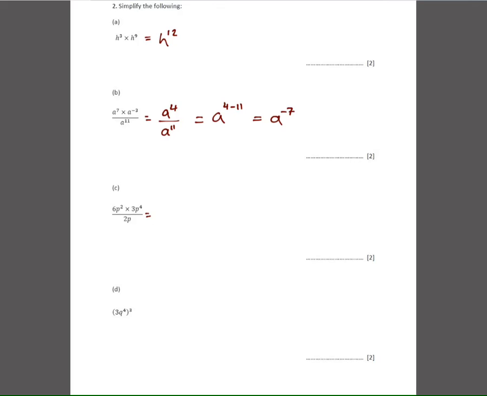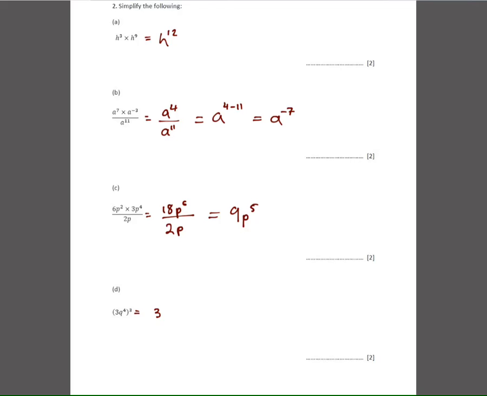Part C here, we're going to look at the numerator again. 6 times 3 is 18. And then p squared times p to the 4, where you add the indices to get p to the 6, and then divide by 2p. When we simplify this, 18 divided by 2 is 9. P to the 6 divided by p is p to the 5. Okay, because p on its own is like p to the 1.